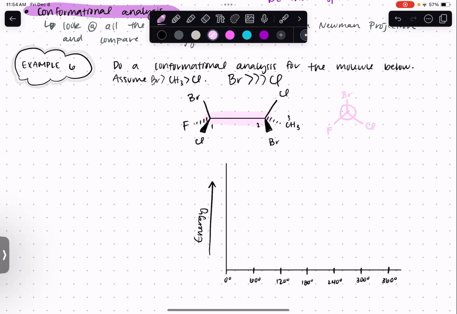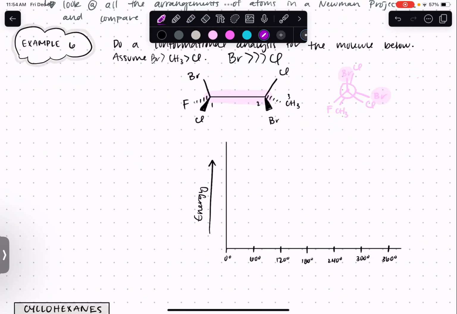And then the back carbon will have chlorine, bromine, and CH3. The next thing we want to do is make sure we identify which of our atoms are the biggest on each carbon. So bromine is the biggest one on both carbons. What we want to start with when we do our conformational analysis is drawing our highest energy conformer. So that's going to be where both of our bromines are not staggered, but eclipsed in front of each other.